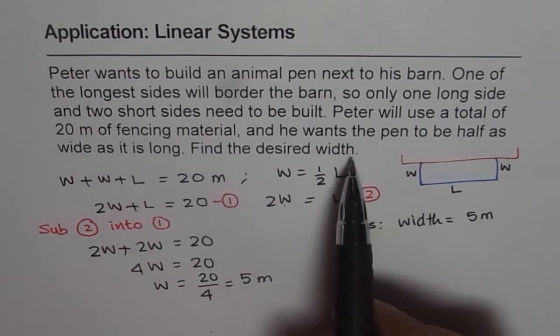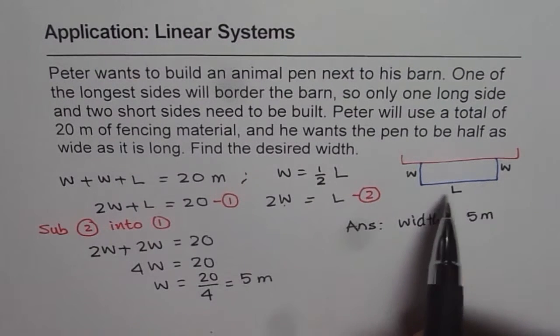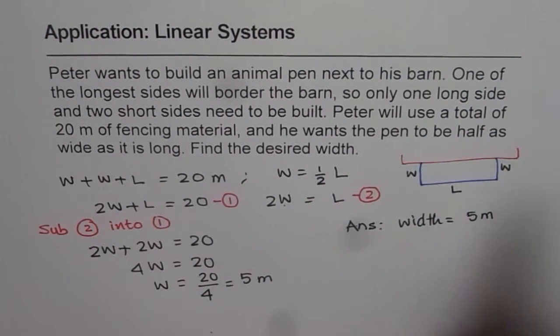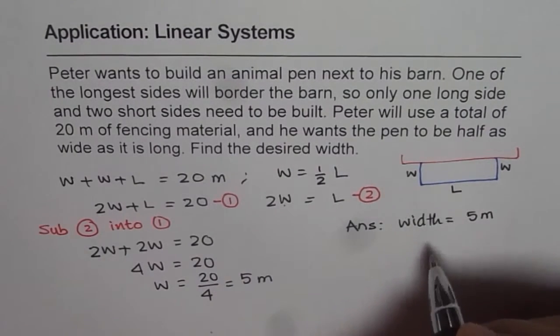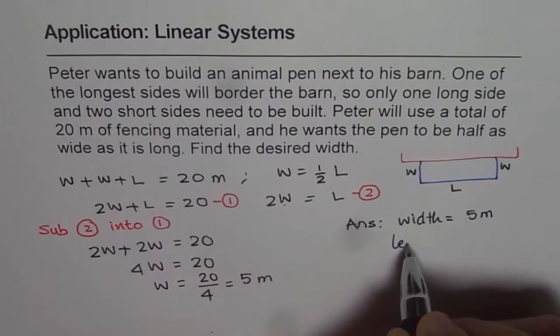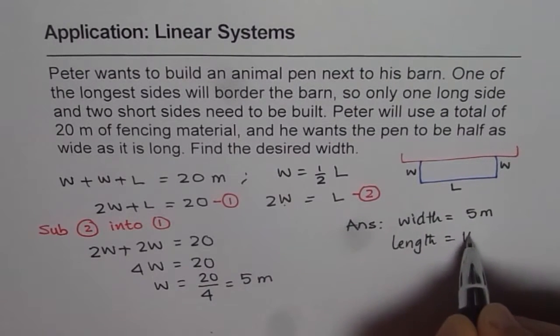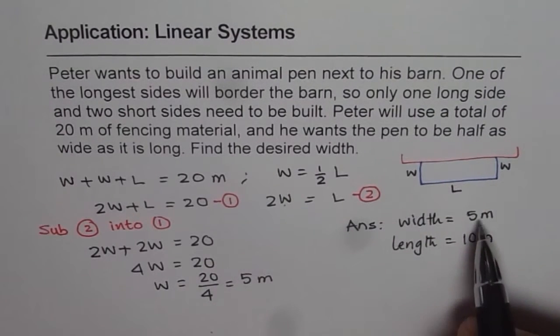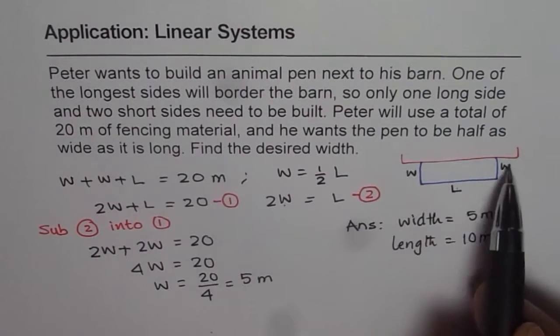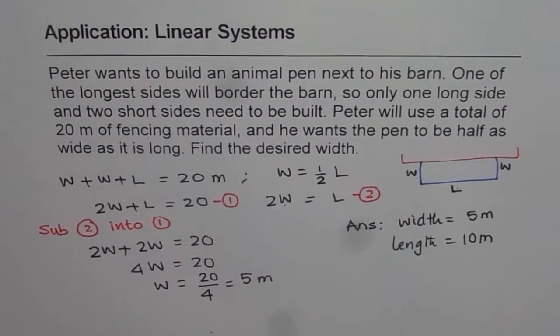If the question says write down the dimensions, then you have to calculate length also, and length will be 2 times width, which is 10 meters. And then you can check your answer. 2 times 5 plus 10 is indeed 20. So that is how you should be solving such application questions.